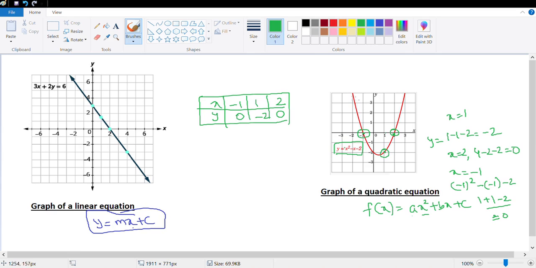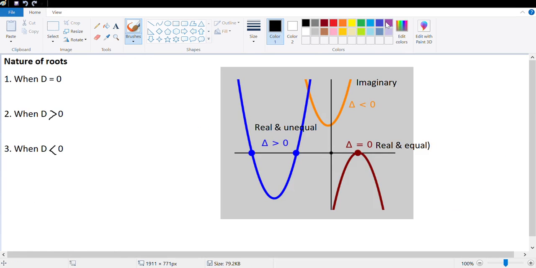If you join these points, you will get a curve, which is the one that you see here. So all these curves are basically quadratic equations. I hope it gives you some basic idea. In any case, plotting is not in your syllabus for this year. Let's look at the next concept.